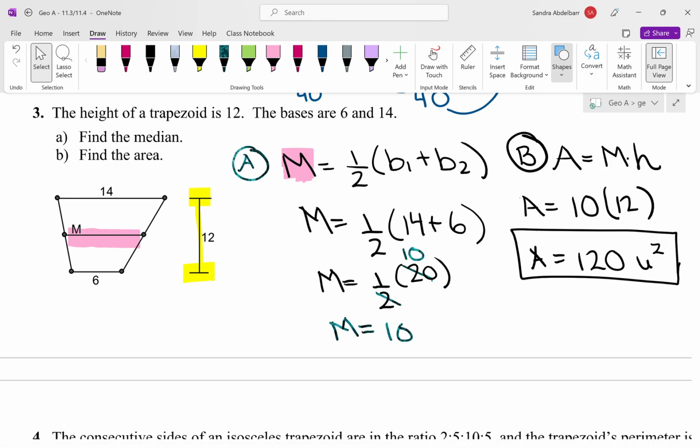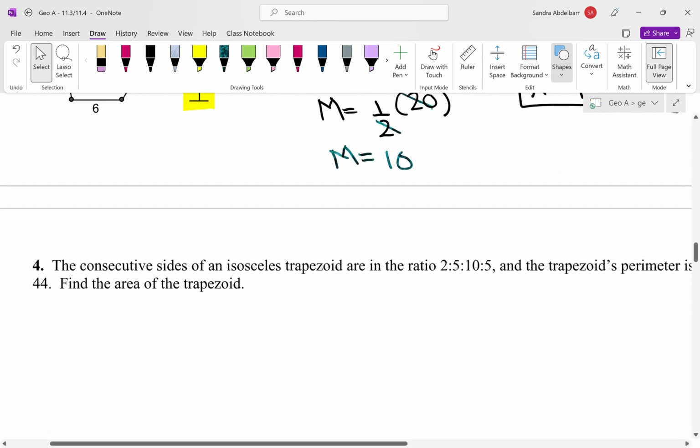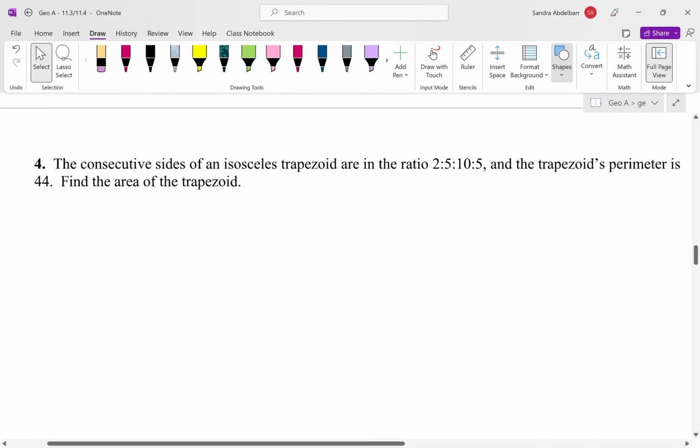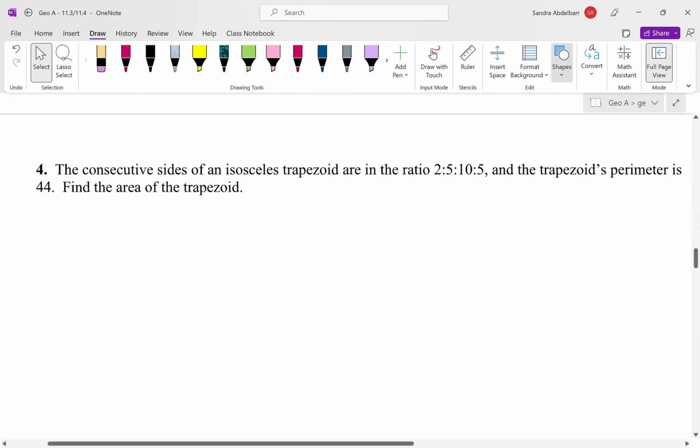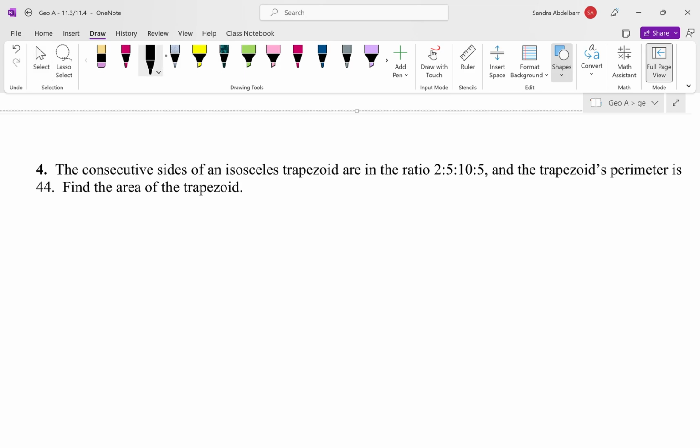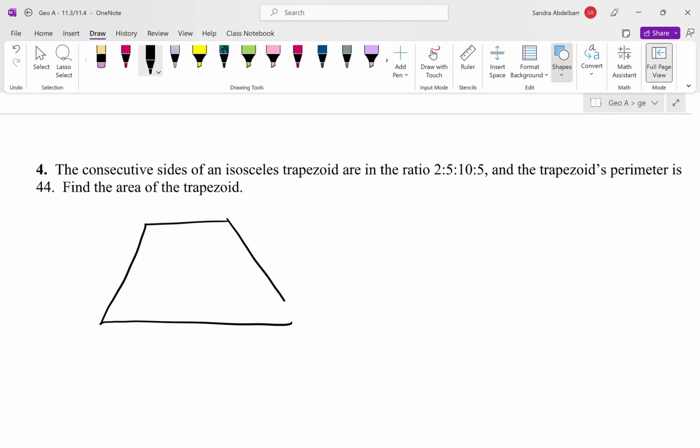Can I keep going? The consecutive sides of an isosceles trapezoid are in the ratio of 2 to 5 to 10 to 5. And the trapezoid's perimeter is 44. Find the area of the trapezoid. All right, first thing I want to do is draw a trapezoid. And this is not just any trapezoid. It says it is an isosceles trapezoid.